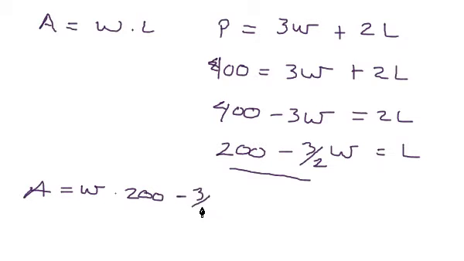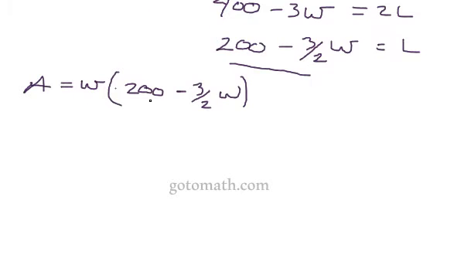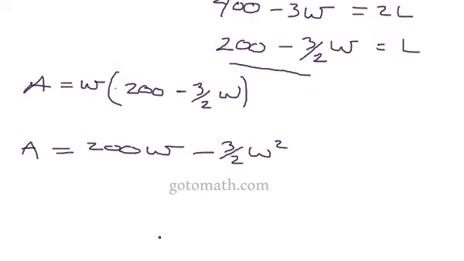L is equal to all of this stuff here, 200 minus 3 halves W, and we want to put parentheses around that. Remember, we can graph this and then take a look at where on the graph the maximum would occur. But we're going to go ahead and do the calculus. What I'm going to do here is distribute this W across. So we have 200W minus 3 halves W squared.